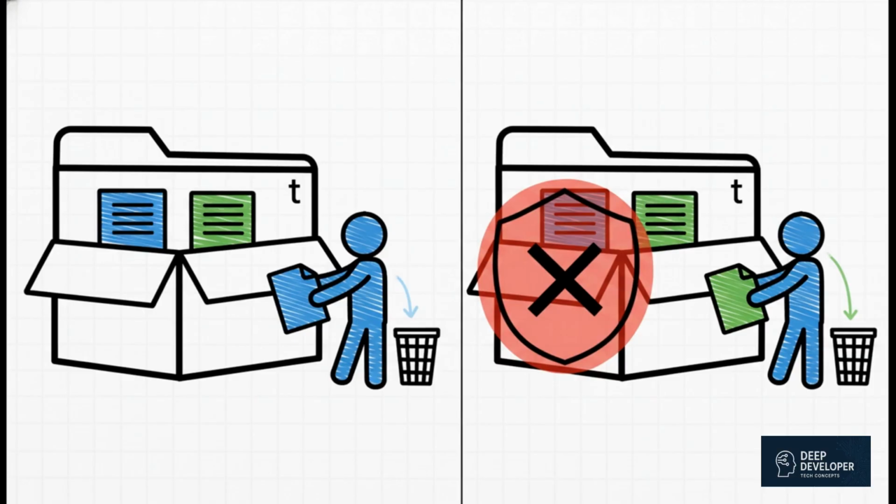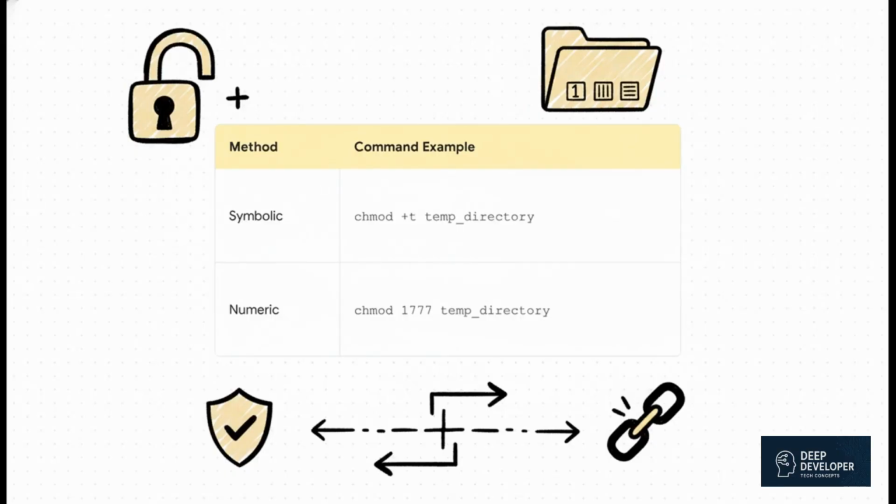It keeps the peace. To set this one, you use chmod +t for the symbolic mode, or you add a 1 at the beginning of the numeric code. So a wide-open 777 directory becomes 1777 with the sticky bit.